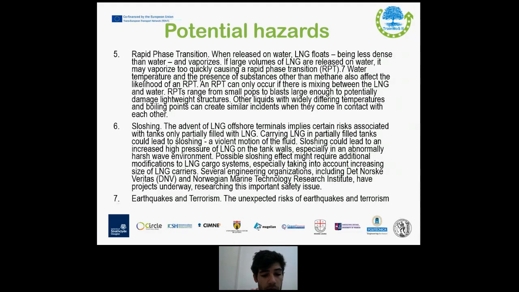While finally, with regard to potential hazards, we have earthquakes and terrorism, where they include the unexpected risk of earthquakes and terrorism.